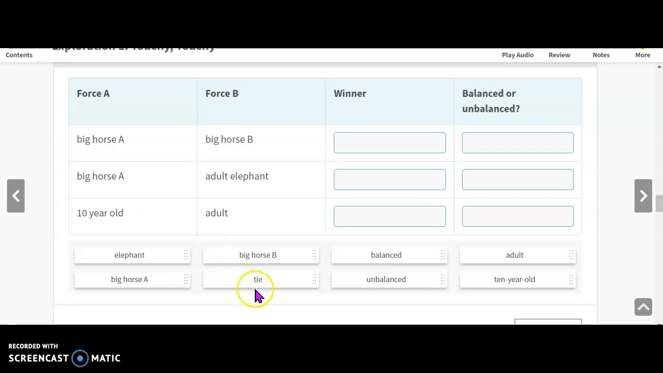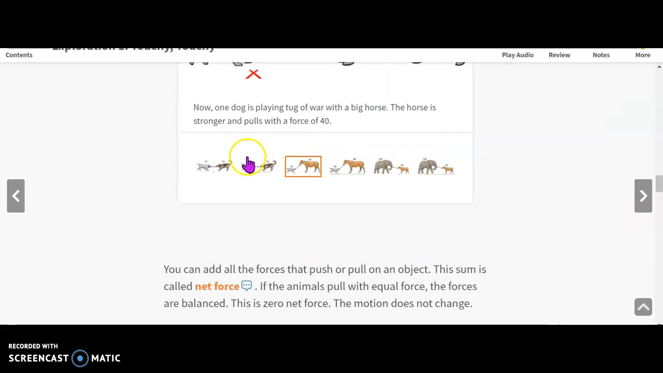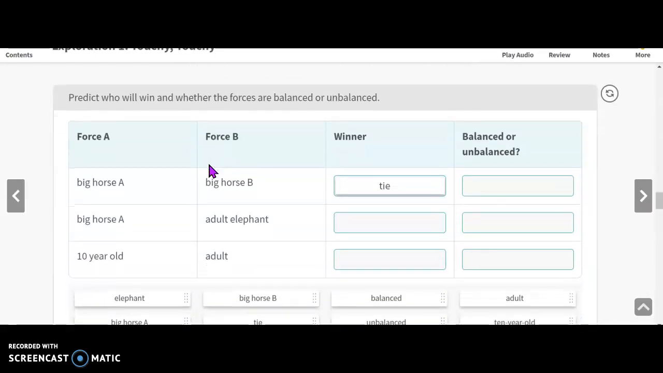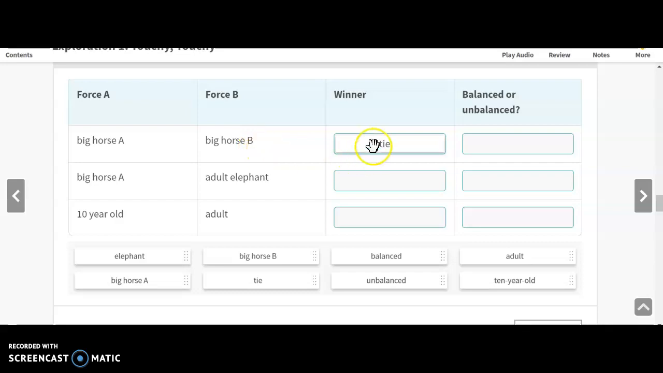It's going to be a tie. Why do I know that it's going to be a tie? Well, because they're pulling at the same force. So if they're pulling at the same force, there's not going to be a winner. They're both going to be stuck where they're at, kind of like the dogs, how they were pulling at the same force. So I know that the horses are going to have the same problem. They're going to be tied, which means that the forces, are they balanced or unbalanced? Are they the same? Then they're balanced.